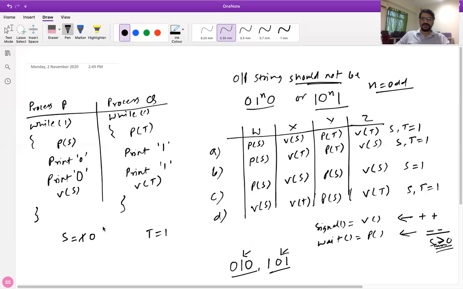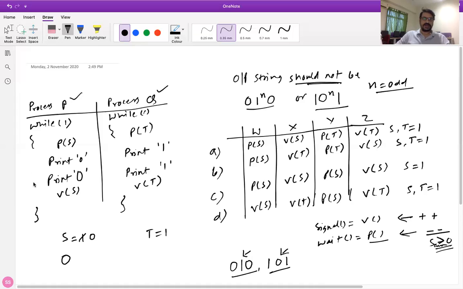So let's see. We have the value of S and T as 1. Both are 1. Now, because both are 1, the first is PS and here also we have PT. Both can execute, meaning we can execute either P or Q. So let's execute P. If I am executing process P, it will do PS. PS means it will wait. Wait means it will decrement the value of S by 1. It will be 0. Then it will print, let's say, 0.